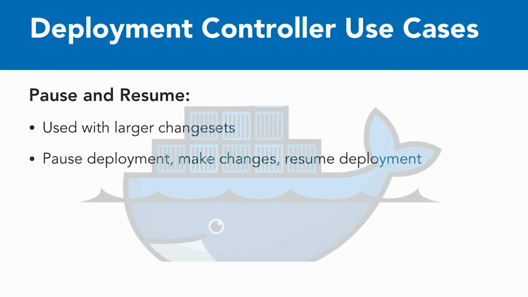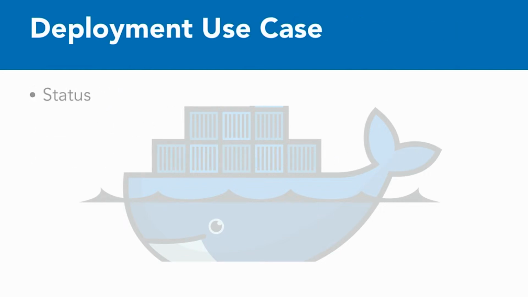Sometimes we have larger change sets or multiple updates that need to happen to a deployment. In these scenarios, we can pause a deployment, make all the necessary updates, and then resume the deployment. Once the deployment is resumed, the new replica set will be started up and the deployment will update as expected. Please note that while the deployment is paused, it means that only updates are paused, but traffic will still get passed to the existing replica set as expected.